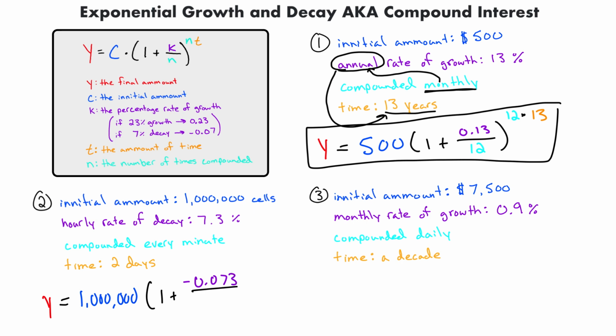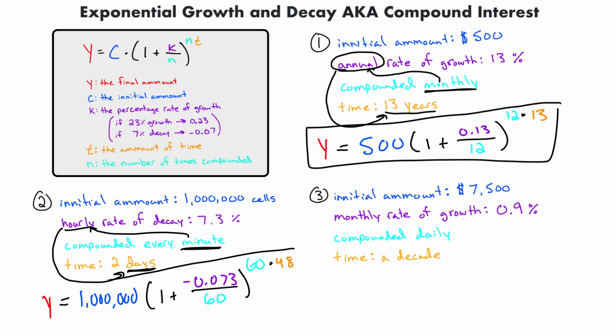And that's going to be divided by, now I'm going to divide it by how many times it's going to compound. I have to ask myself, how many minutes are there in an hour? Well, there are going to be 60 minutes in an hour, so I'm going to divide it by 60, and that'll be raised to the power of 60 times, and I'm going to let it run for 2 days. I need my units to match up. So 2 days, I have to ask myself, how many hours are there going to be in 2 days? The answer is 48, so I bring it to the 48th power.